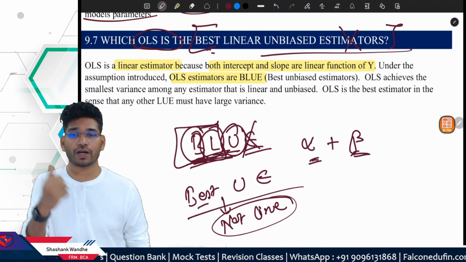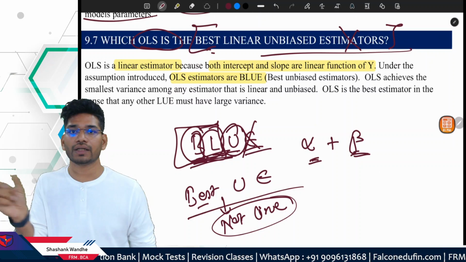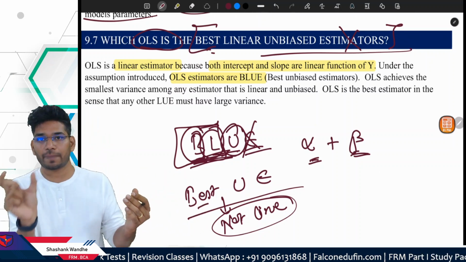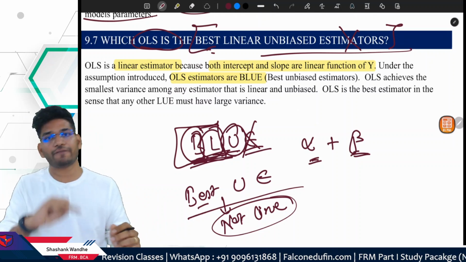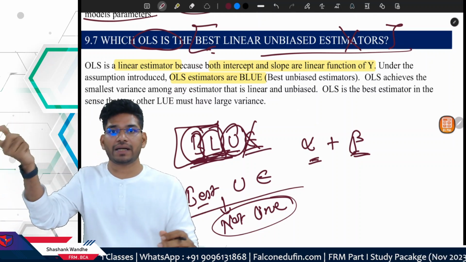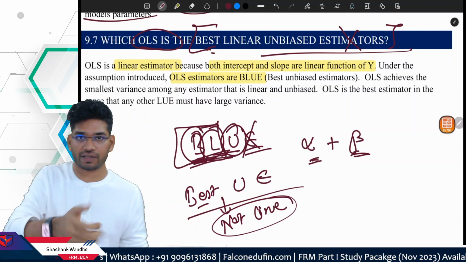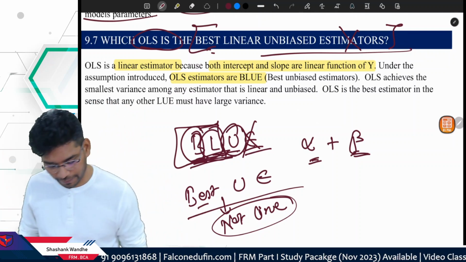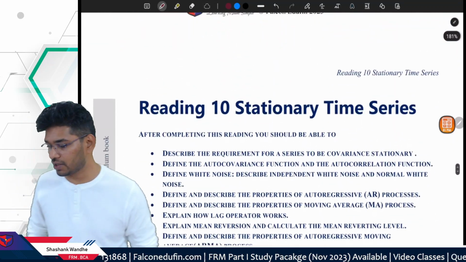The estimator's meaning is important. The best linear meaning is important: alpha and beta from OLS are linear measures, that's why we consider this the best linear. And unbiased means the difference between the population parameter and the estimate given by the estimator is not there or is the lowest. Okay, so that's all about the three chapters' revision.